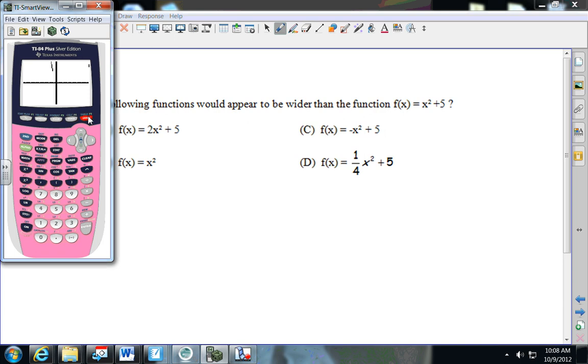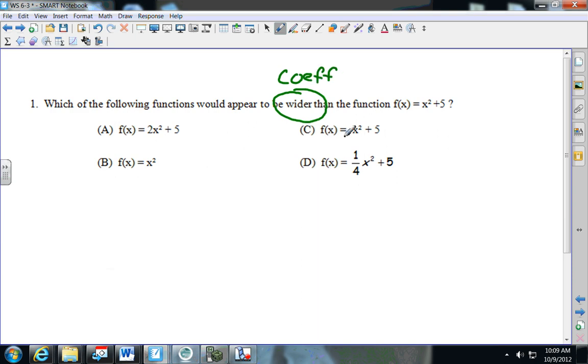Here's that parabola. Oh, man. Okay, in the other class period, we messed with our window settings. You may want to remember to clear your memory every time so that it's always set back to the default. So here's my parabola. The plus 5 is that vertex up there. My coefficient is 1. If I want to know if something is wider, the wider has to do with the coefficient. The coefficient here is 1. What does that number need to be to be wider? A fraction. So which one of these would it be? D. It would be D. Okay?